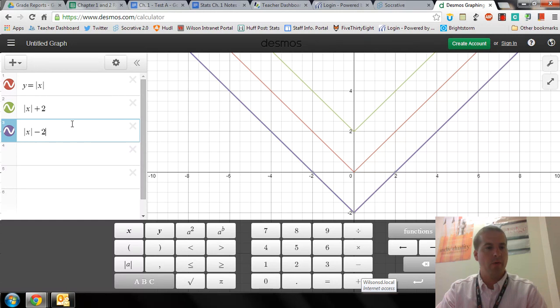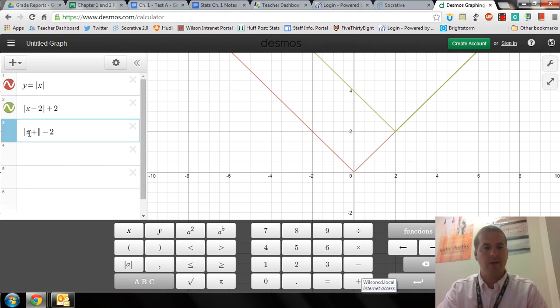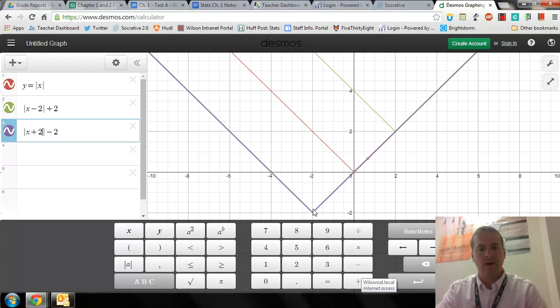So if I would want to move it along both, let's say I want to move it over 2 and up 2, I would need to do the absolute value of x minus 2, plus 2. You can see how now that graph has a vertex of positive 2, 2. If I would want to move this to negative 2, negative 2, I would need to do the absolute value of x plus 2, minus 2. And that gives me this value here now.